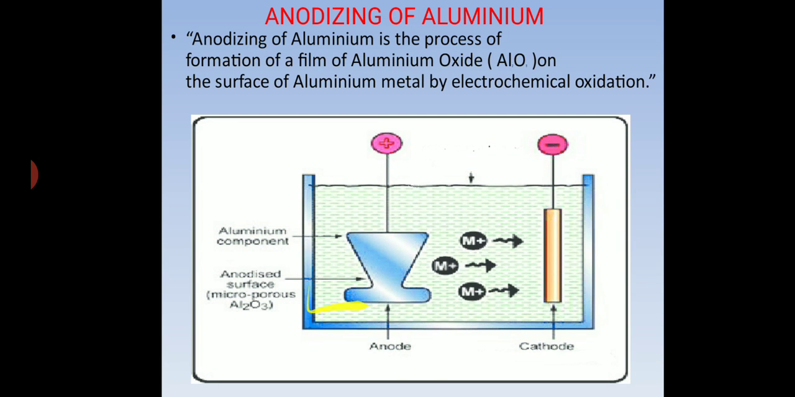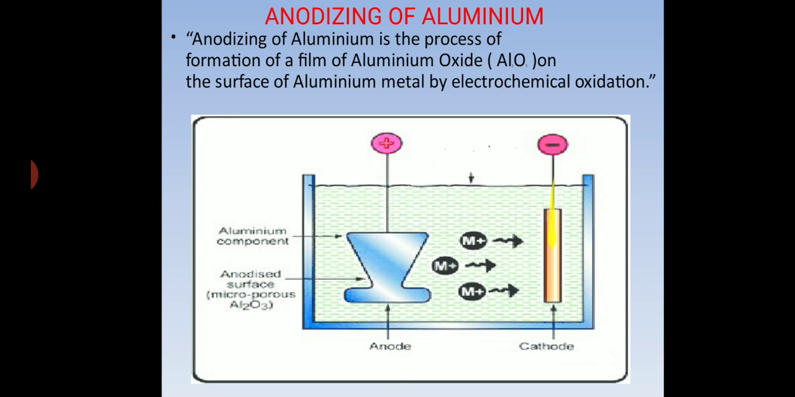In a container, the electrolyte, or plating bath as we are calling it, is taken, and here the article to be anodized is made as the anode. So the positive terminal, the anode, is nothing but the aluminium component. The aluminium metal component is made as the positive terminal or anode, hence the name anodizing.